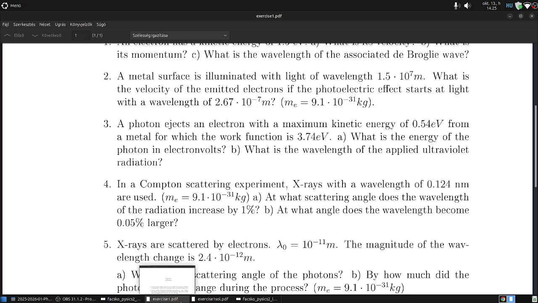Okay, so the first question: how much was the energy of the photon? The second, what is the wavelength of the applied ultraviolet radiation?